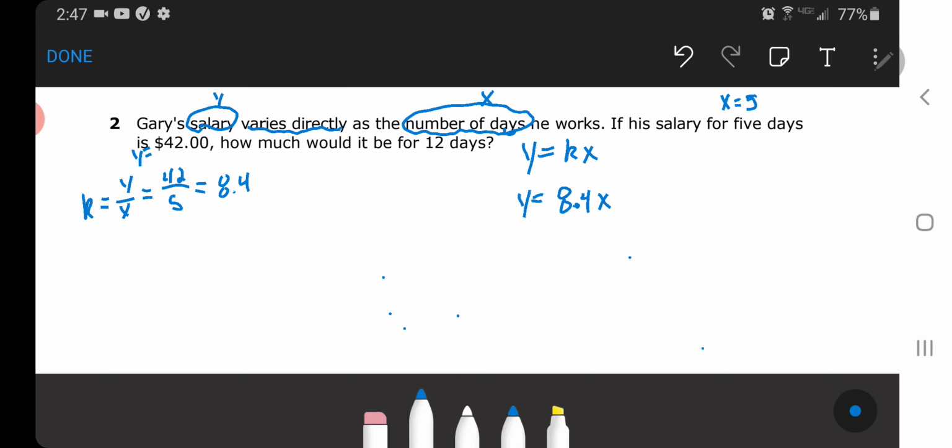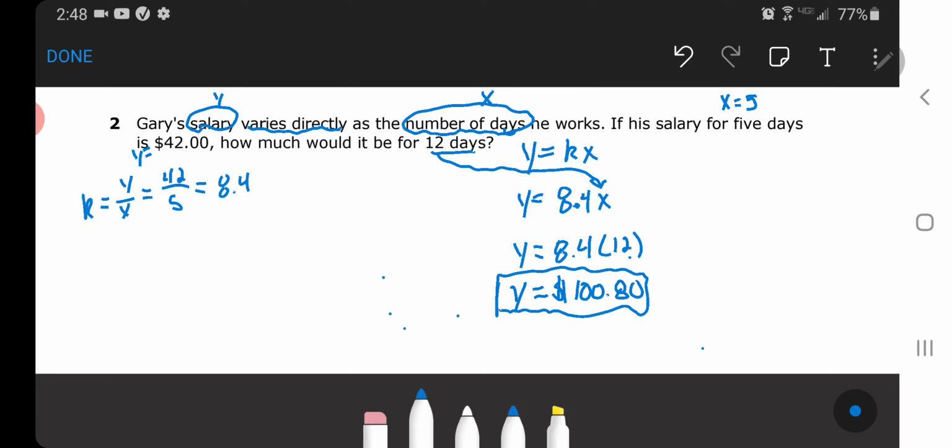Okay, let's see, that's just for 12 days. So remember, days represents the x value, so we're going to take that 12 and plug it in for the x. So we want to find out his salary when our x value is 12. So y equals 8.4 times 12. Using our calculator, we can find that 8.4 times 12 is equal to 100.8, or in this case, since we're talking about money and y is money, it's going to be $100.80. Pretty easy.